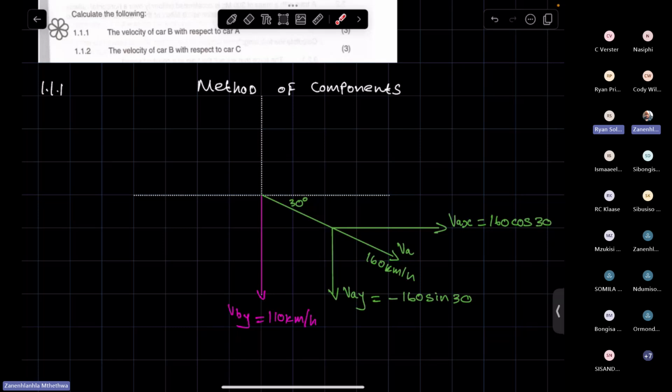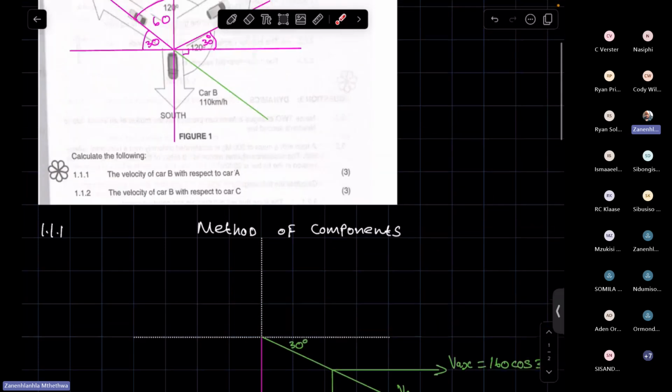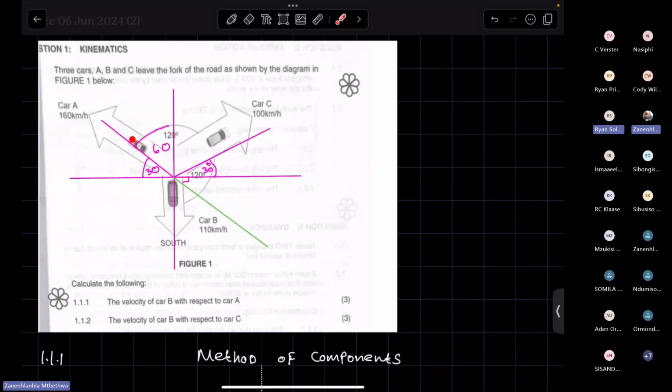Yes, sir. I just want to know, why is the green going down to the right? Shouldn't it go up to the left? Shouldn't it go in this direction? Right. Good question.